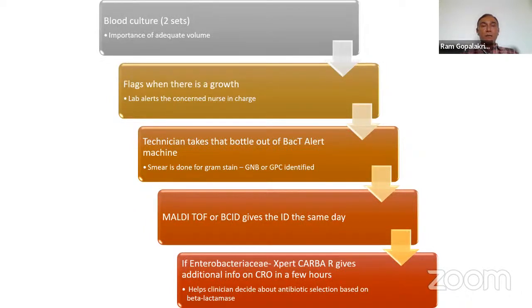We draw 2 sets of blood cultures. Volumes are essential. When it is flagged, the lab calls us. The technician takes the bottle out and does a gram stain on it. We ask them to do a rapid MALDI TOF.